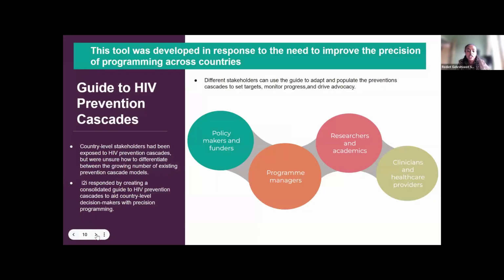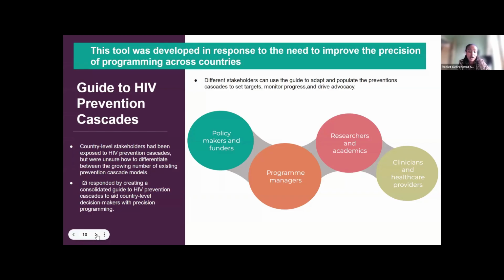So the guide to HIV prevention cascades is specifically designed to improve precision of program planning and implementation across countries. Many countries were introduced to the general concept of HIV prevention cascades. However, there was often uncertainty about how to distinguish between the growing number of existing approaches. So this guide was created by I2I to SSLN to address this and provide a clear, standardized path forward.